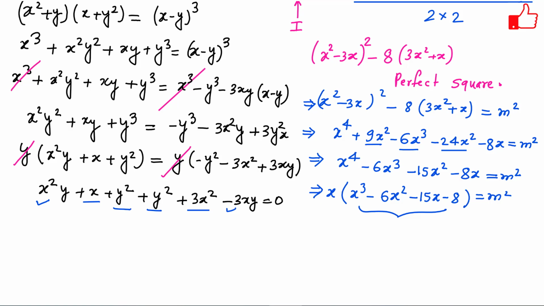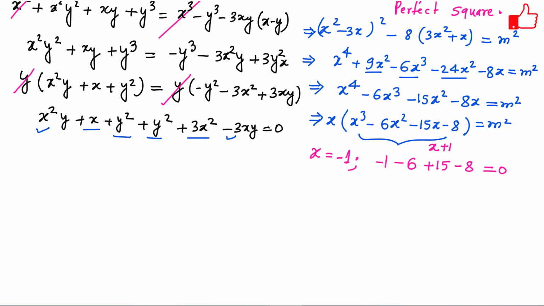Now I want to further factorize this equation, but here I have a cubic equation, but you can find one root from hit and trial method. For example, let us try x equals to minus 1. So this term will be (−1)³ equals to minus 1, and this will be minus 6, and this will be plus 15 minus 8, and this is equal to 0, because minus 6 minus 1 is minus 7, minus 8 is minus 15, plus 15, this is equal to 0. This means for this equation x plus 1 is a factor.